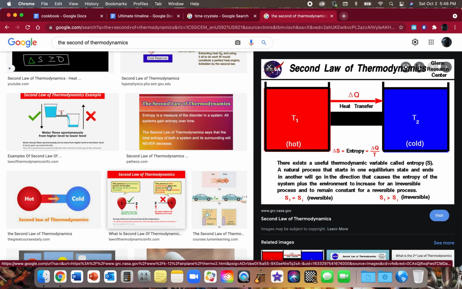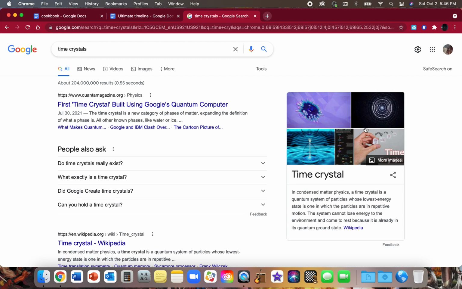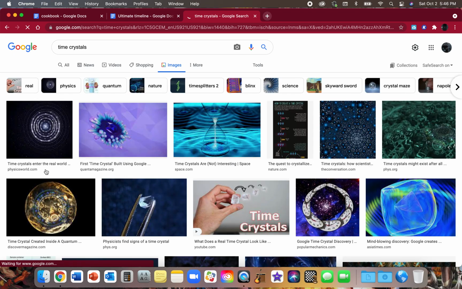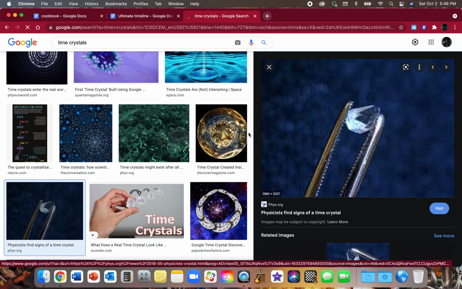But what basically that means is the heat from the hot stuff, or the energy, if you transfer it into something cold or something without a lot of energy, it should equalize. But that doesn't work for time crystals. What happens with time crystals is, well, they don't really know. But here's a time crystal right here. It looks just like glass or a diamond or another crystal.